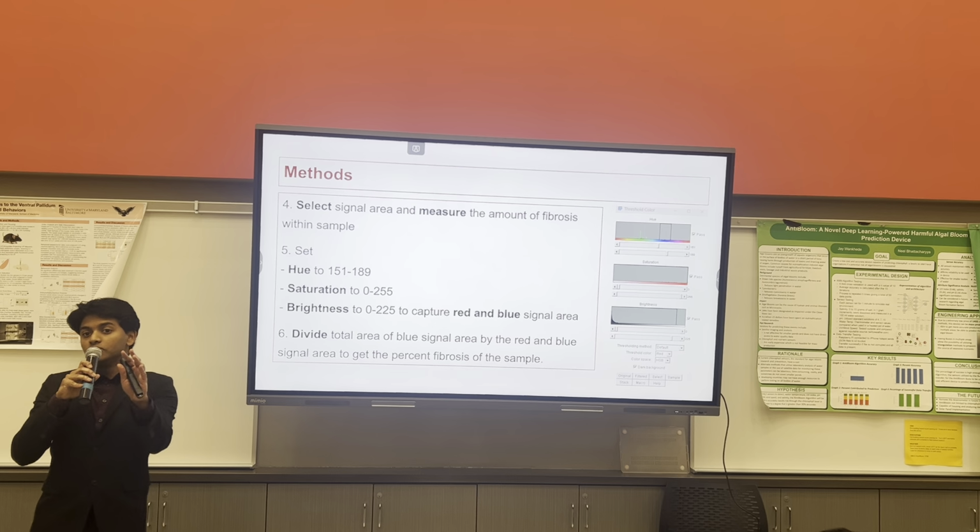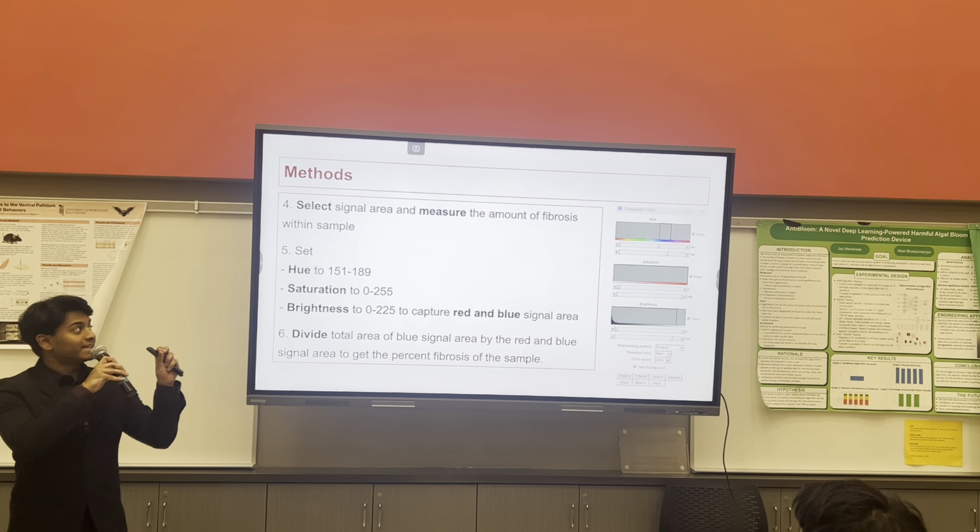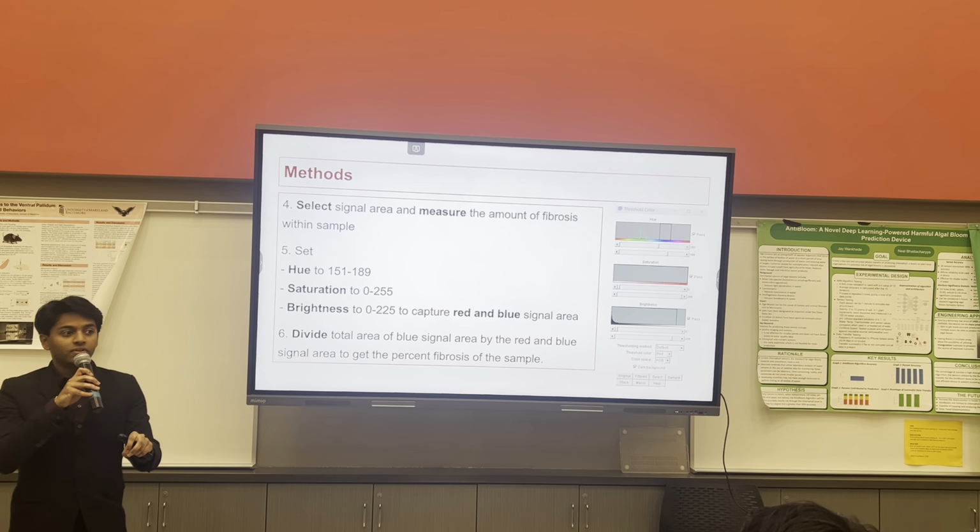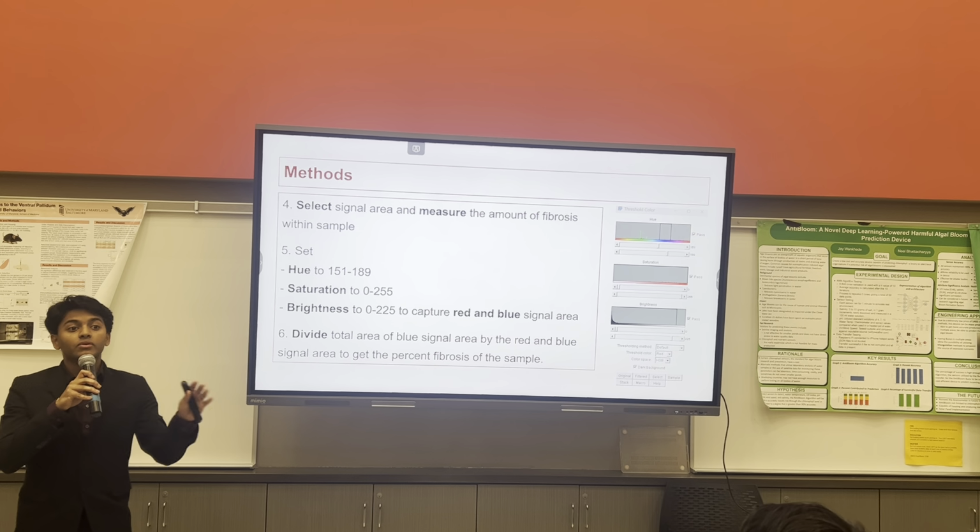Once we get that blue signal area within the image, we select it, measure the amount of it, and record that in our spreadsheet. After that, we move on to blue and red signal analysis. What we do with that is change the hue from 151 to 189 to get the whole blue and red signal analysis. The red would represent the healthy heart tissue and the blue would represent fibrosis. So we see the blue over the blue and red, which would be the healthy heart tissue. Once we do that, we divide it and we can get the total signal area of the fibrosis in the sample.